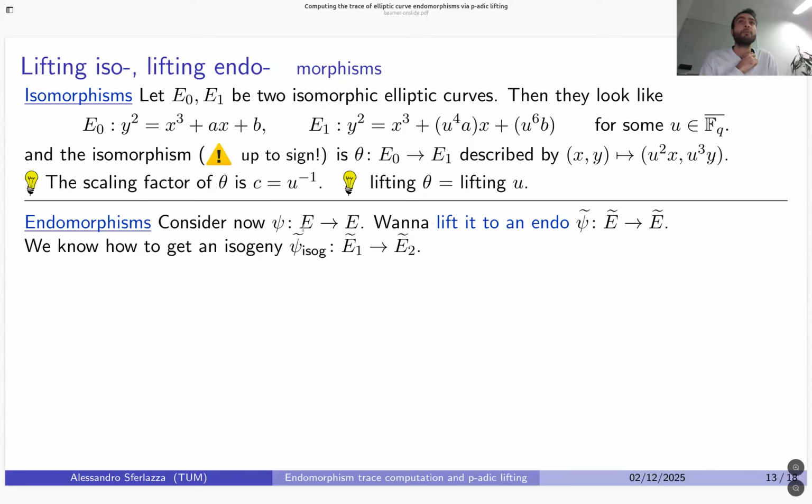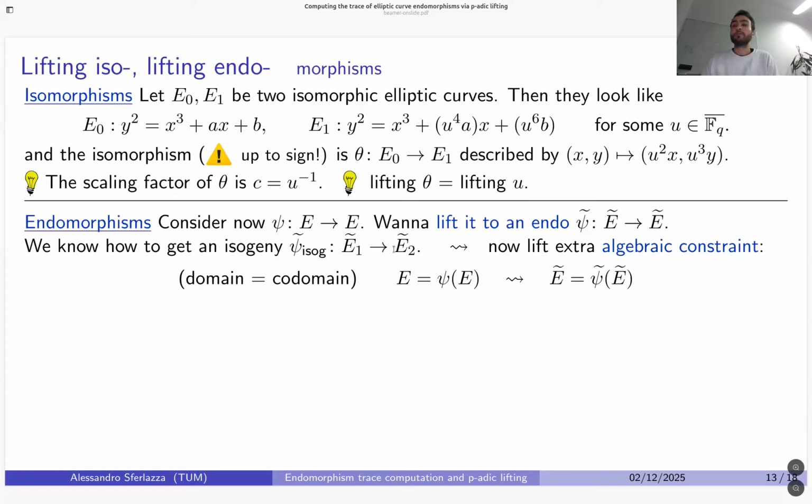Let's say our endomorphism is represented algorithmically as a chain, and using the recipe that we've got so far, we can lift the chain and we'll get an isogeny over the p-adics that goes from a lifted curve E1 tilde to a lifted curve E2 tilde. And we know that both curves are lifts of the same E, but these two don't need to be the same. So we need to somehow enforce an extra constraint when we lift that.